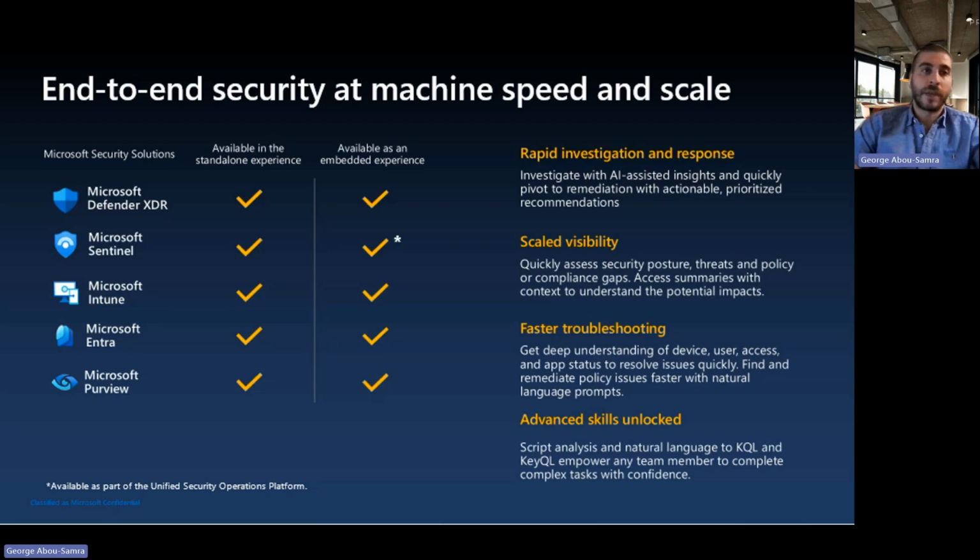So if you log into the Defender XDR portal, or within Intune, or within Entra ID, there's going to be an embedded experience there where Copilot is just going to exist. You click on the incident, and you're going to have the information from Copilot around that incident, around what you're looking to do.